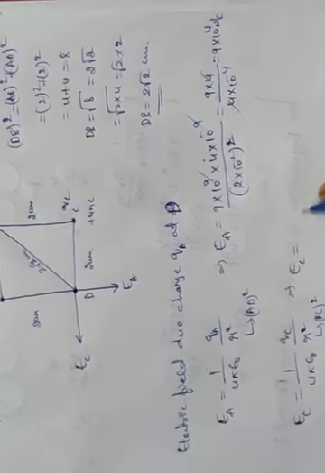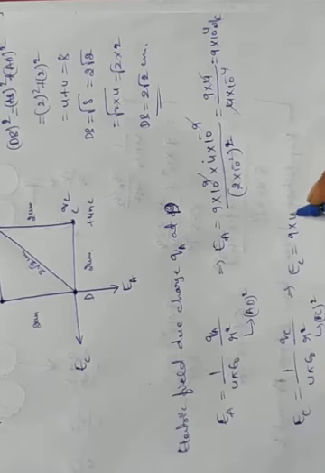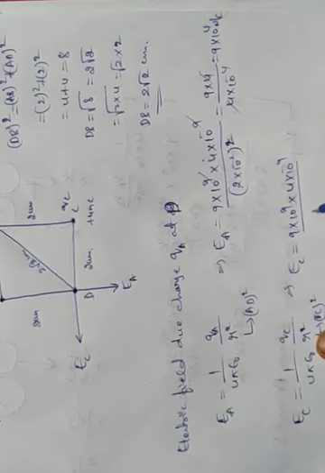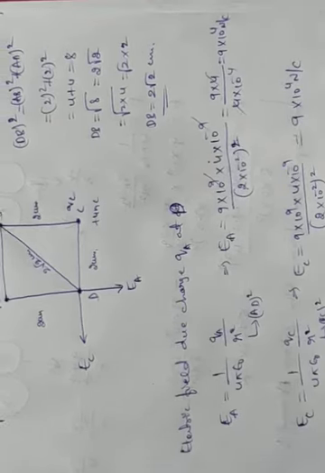Now again, 1 by 4 pi epsilon naught means 9 into 10 power 9, into charge 4 into 10 power minus 9 coulomb, that is 4 nanocoulomb only, and the distance is also the same, that is (√2 × 10⁻²) whole square. So we get the same thing, 9 into 10 power 4 Newton per Coulomb.